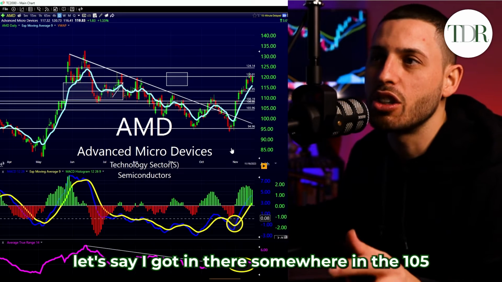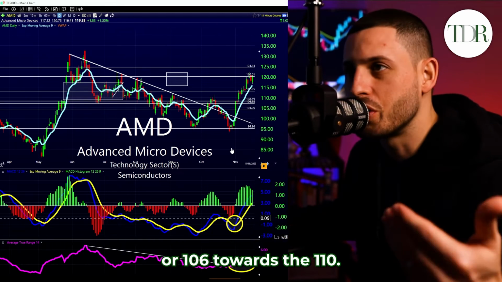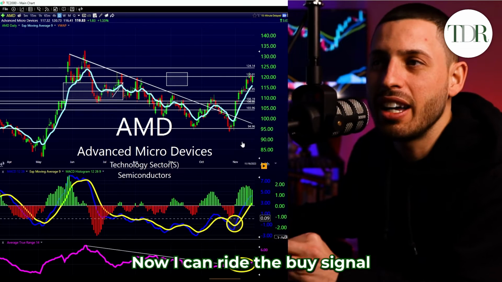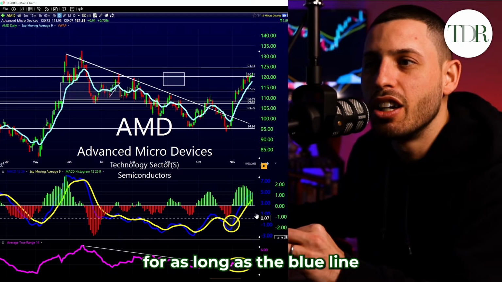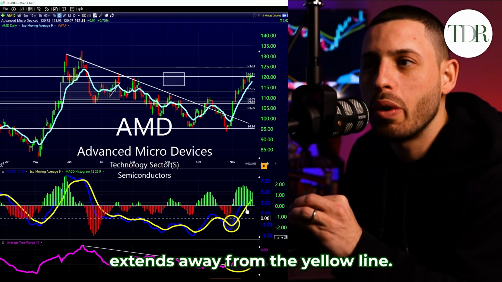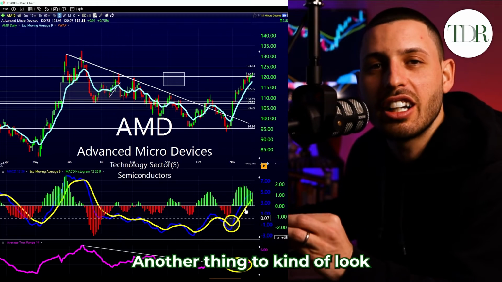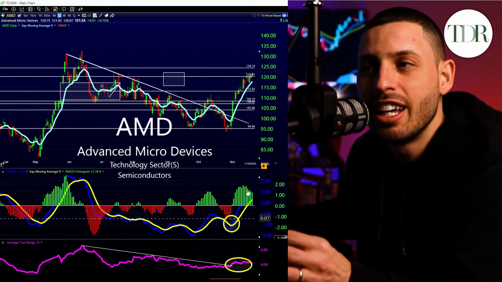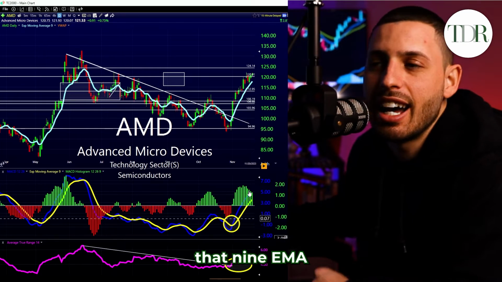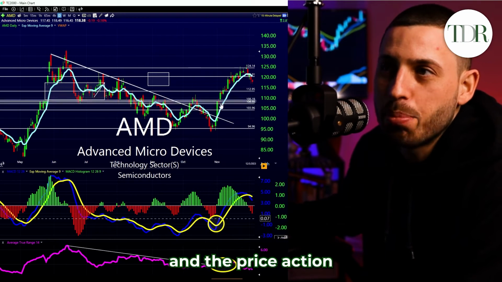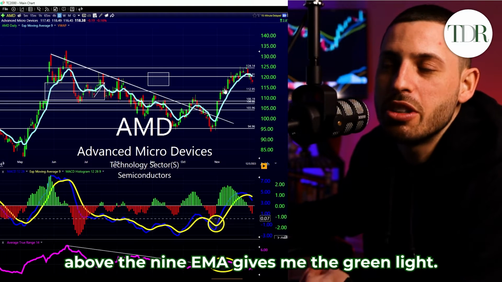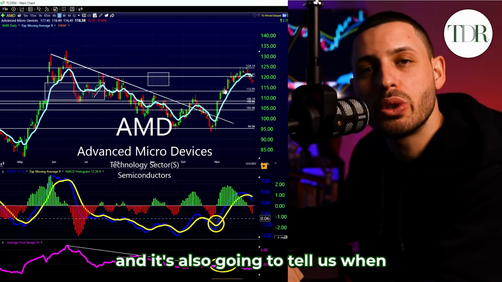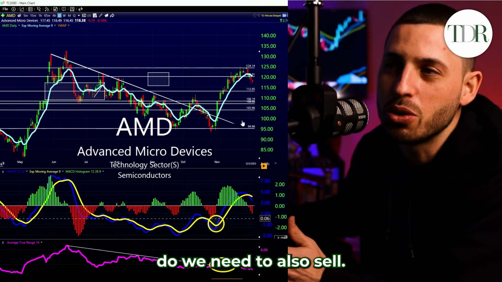Let's say I got in there somewhere in the 105s or 106 towards the 110. Now I can ride the buy signal for as long as the blue line extends away from the yellow line. Another thing to look for is more expansion away from the yellow line, then coming back towards that 9 EMA. And the price action above the 9 EMA gives me the green light also. This is why we combine variables, and it's also going to tell us when we need to sell.